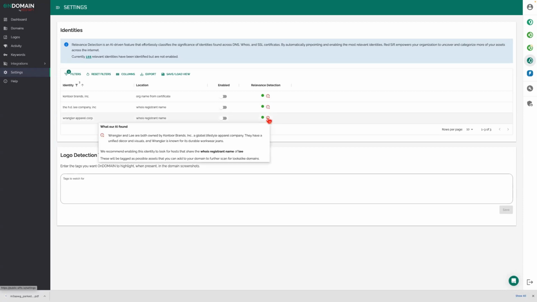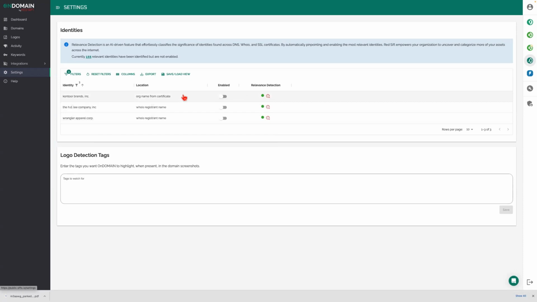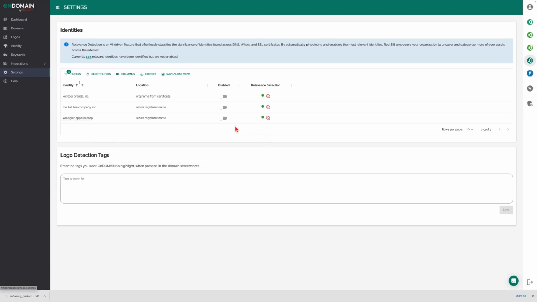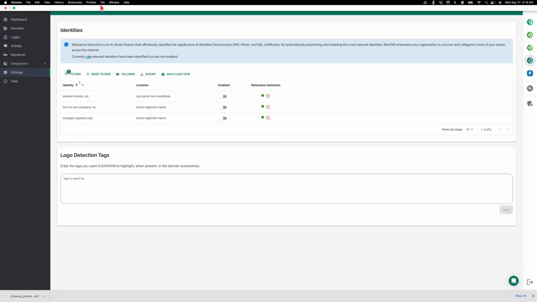So what we're able to do then is bring in these as identities. So information we found here, and give an explanation for it. So an identity could be that it was an org name on a certificate, or a registrant name. And then we put these together and are able to go through and understand that Wrangler and Lee are both Contour Brands companies, and that the recommendation is to enable these so we can get more information on there. So I'm going to go back to the slides for just a minute, and then we'll get into the Q&A here.